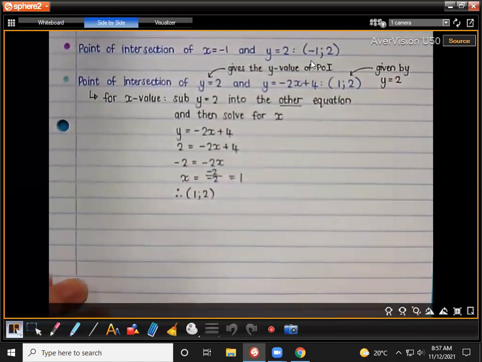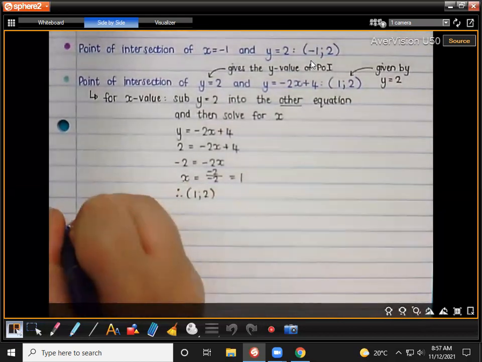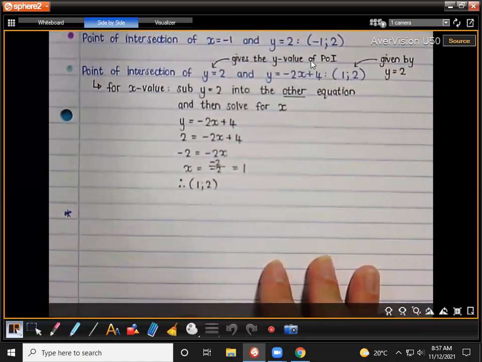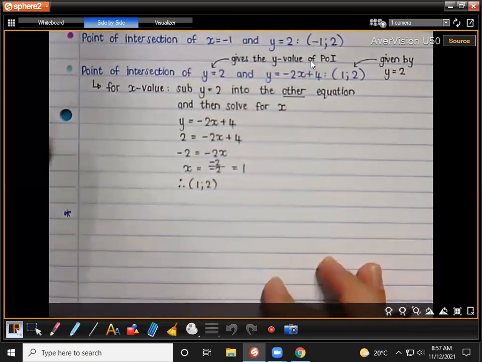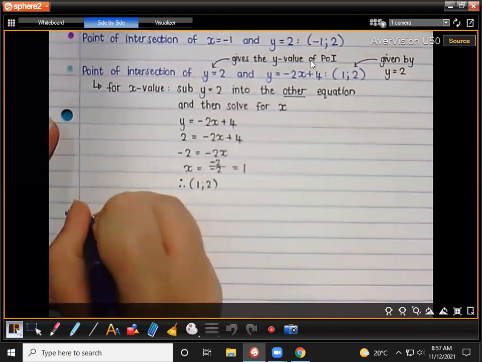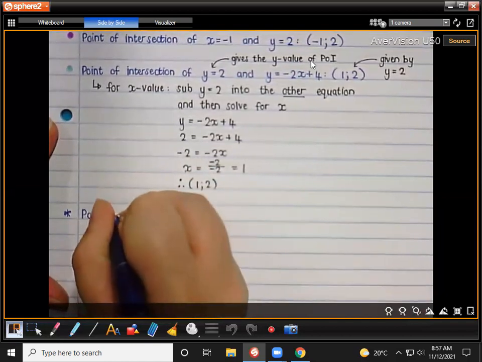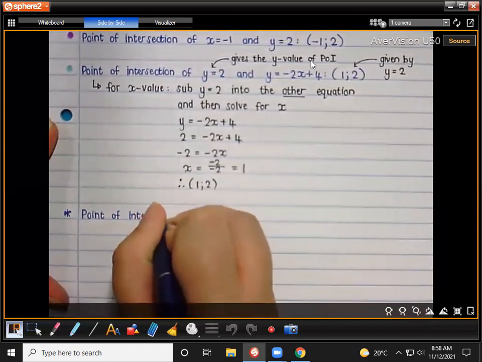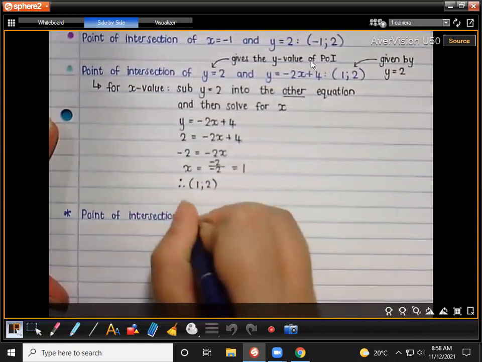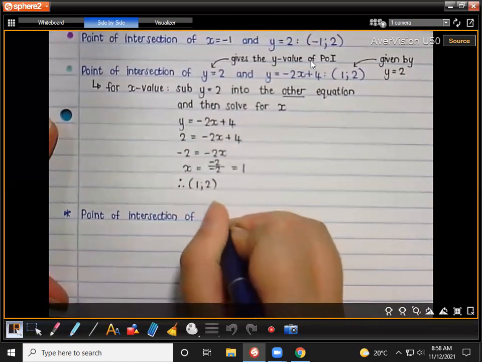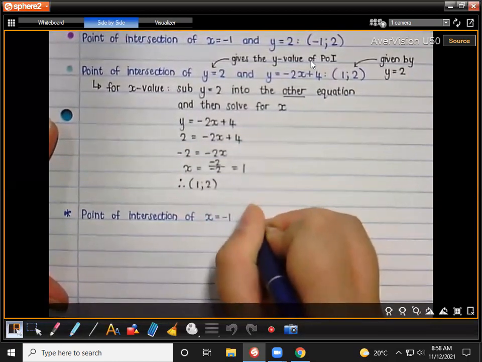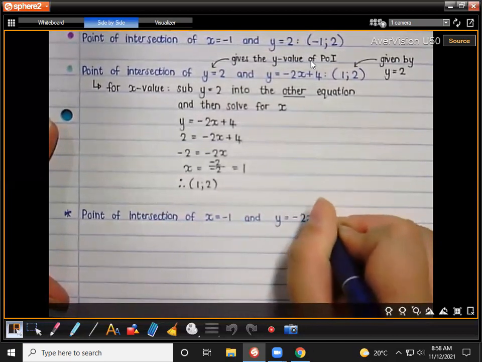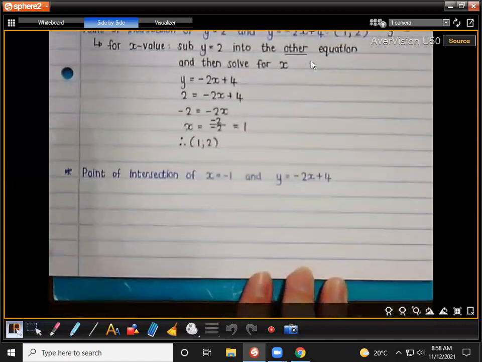Okay, we're going to do another example now, it will help if we just do another one. Now I'm using a star for this one because the other point of intersection we actually can't see on our graph. I'll show you now when we go back up. But now the other one is asking for the point of intersection of x equals negative 1 and y equals negative 2x plus 4.